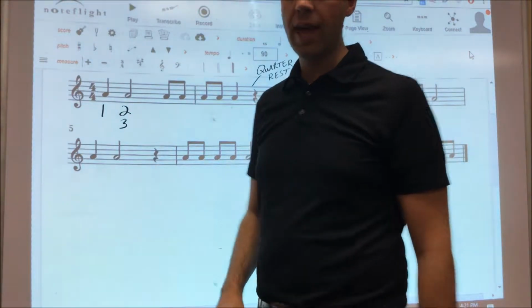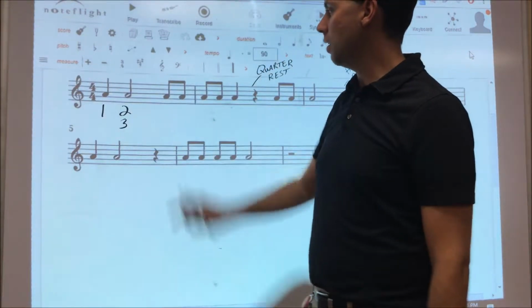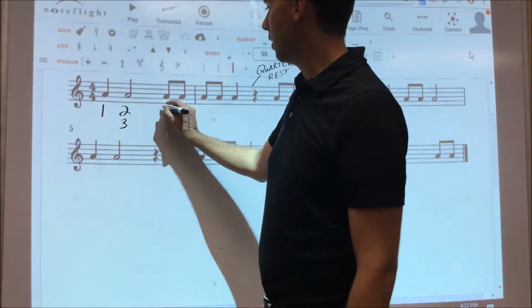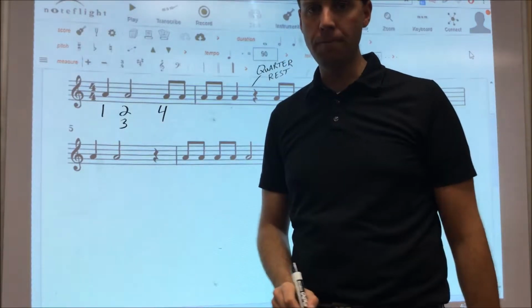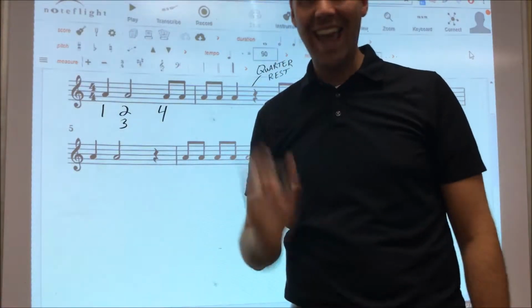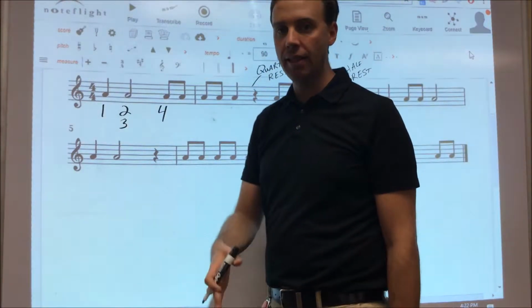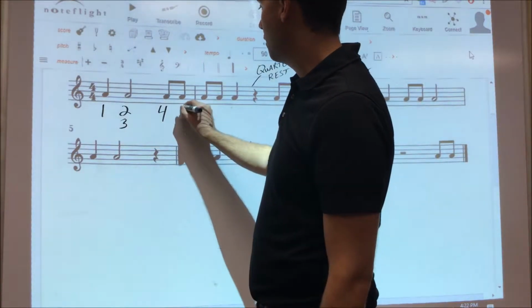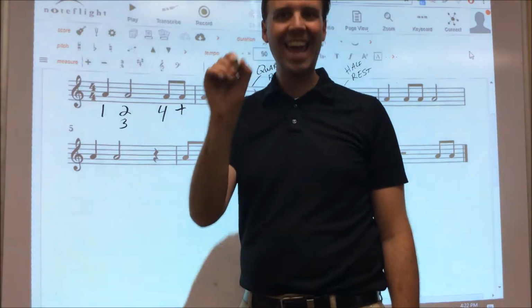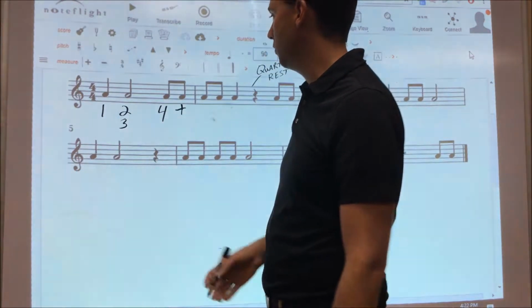That only leaves us with count 4. These 2 eighth notes live on count 4. And the rule for eighth notes is the first one gets the name of the count that it lands on. In this case, it's 4. The second one on the back half of the count, we call it and. And a shorthand that I like to use for and is the plus sign. It's a little bit easier to draw than an ampersand or to write A-N-D, although those would both be correct if we had those on there.